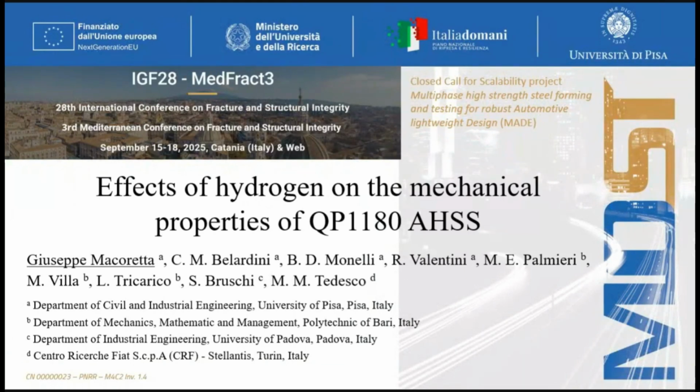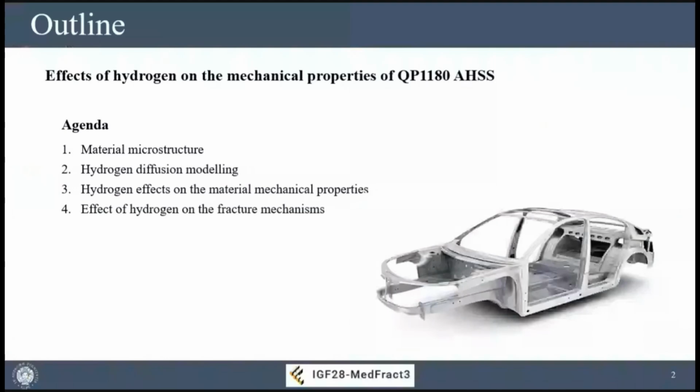This last presentation will change the topic a bit compared to the previous one. It's a presentation dealing with the effect of hydrogen on the mechanical properties of an advanced high-strength steel, the QP 1180. It's an advanced high-strength steel that is used for automotive body-in-white components, so automotive car body components.